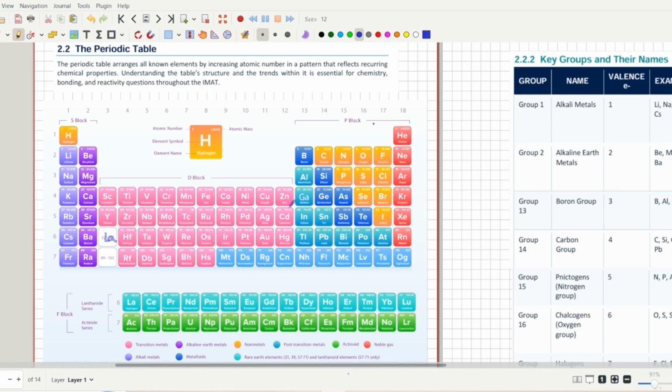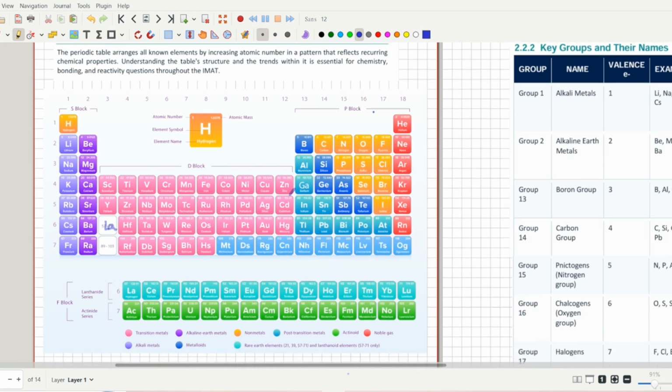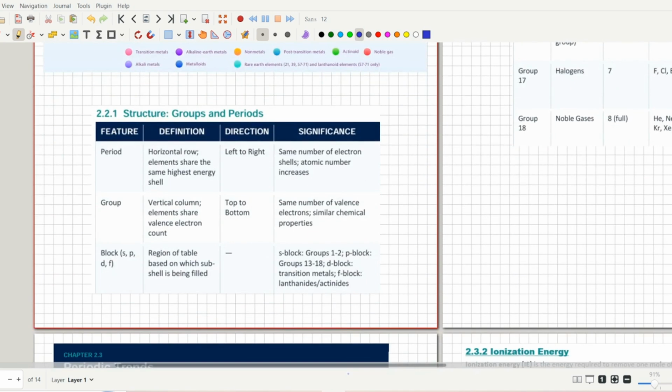So write down all the mnemonics in your notes, and let's move on to our next topic, that is the portions of the periodic table. The first is period, group, and then you have blocks. The horizontal rows are called periods and the vertical columns are called groups. Everyone knows what a period is and what a group is, so we won't be wasting time on it.